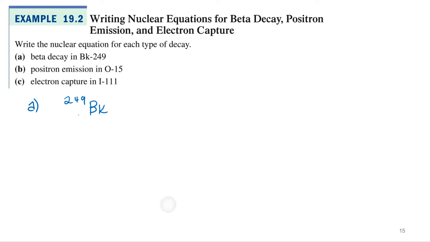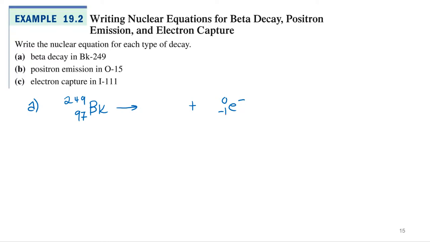97. 97? All right, it's going to emit a beta particle. What was a beta particle? An electron. So what was the atomic symbol for our electron for nuclear purposes? 0 and -1.